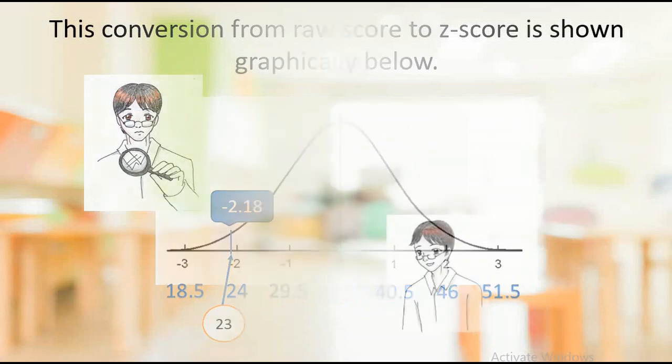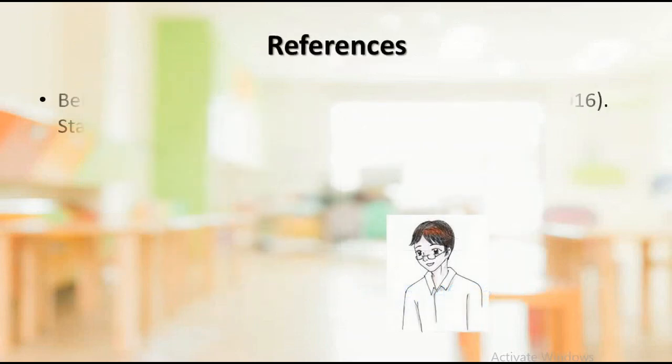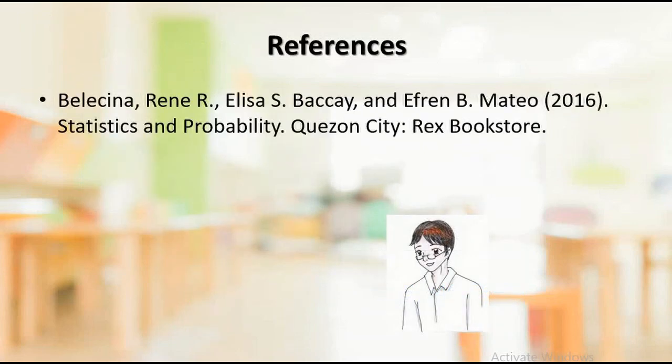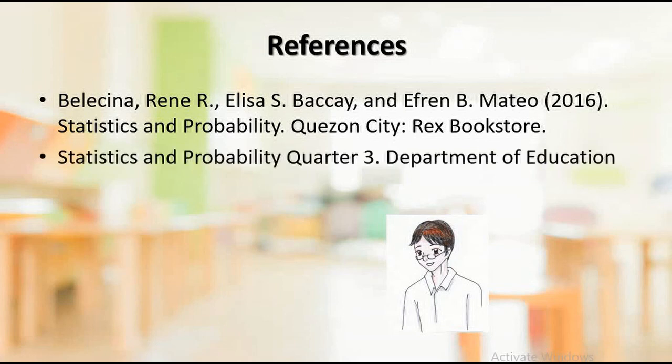Now here are the references by Rene R. Belicina, Elisa S. Bacay, and Efren B. Mateo, 2016, Statistics and Probability, Quezon City, Rex Bookstore. Also, Statistics and Probability Quarter 3 of Department of Education.